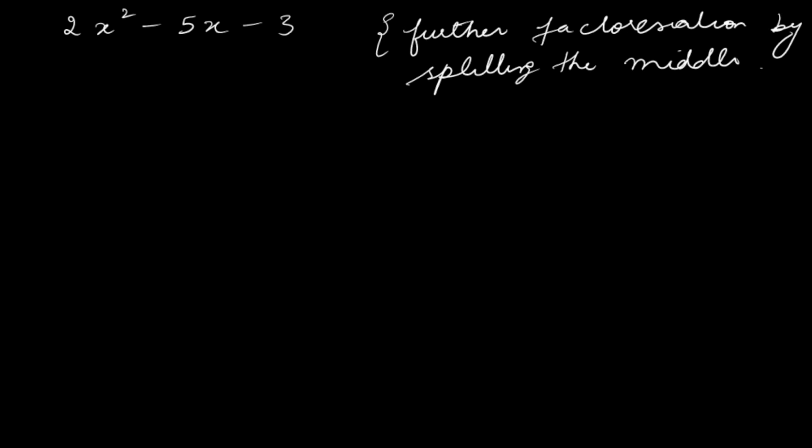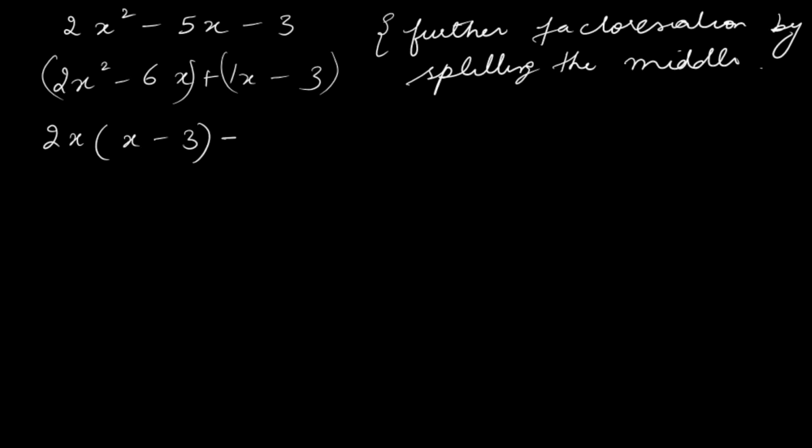So which are the factors? Minus 6 plus 1. So 2x square minus 6x plus 1x minus 3. So we'll pair them up. So here 2x is common. Then x minus 3 plus 1 is common, x minus 3. So 2x plus 1 into x minus 3.